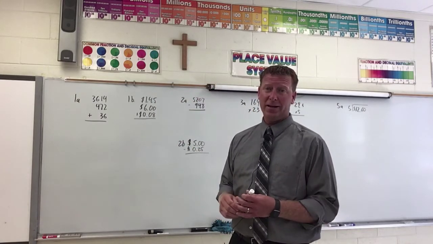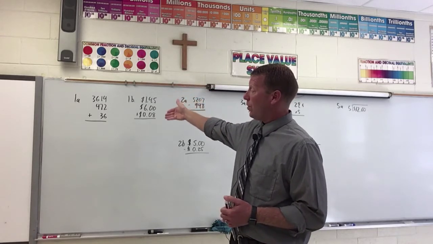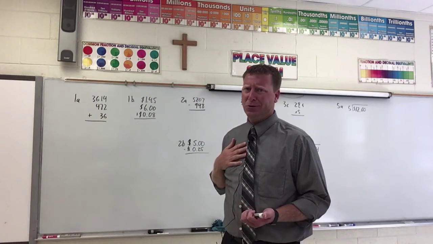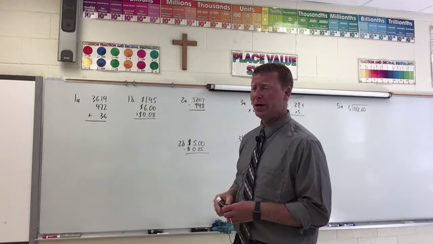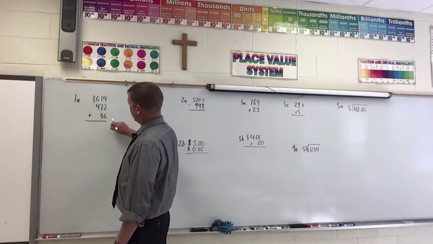You can see the other thing I did is I wrote the biggest number on top, the next biggest in the middle, and the smallest on the bottom. That's just my preference. You don't have to do that. You can write it any way you want. And now we just do the addition. 4 plus 2 is 6, plus 6 is 12.